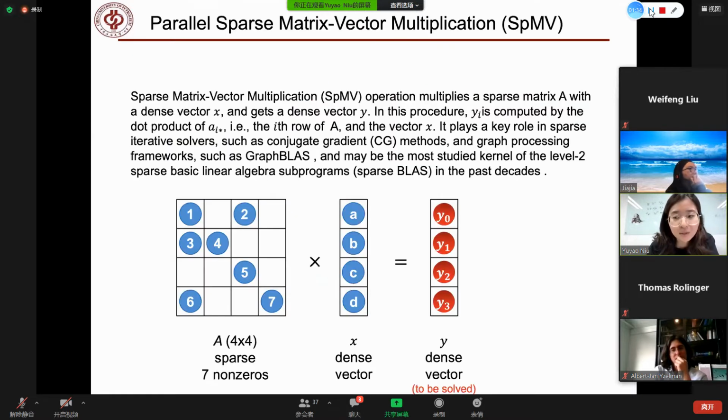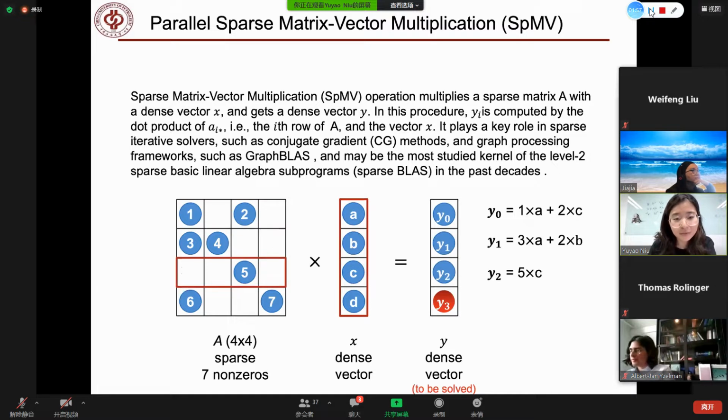motivation. Sparse matrix vector multiplication multiplies a sparse matrix A with a dense vector X and gets a dense vector Y. The figure below shows a very simple example of a 4x4 sparse matrix, and as we can see, the yi is computed by the dot product of the ith row of A. And SpMV plays a very important role in many application areas, and it may be the most studied kernel of the level 2 sparse BLAS in the past decades.